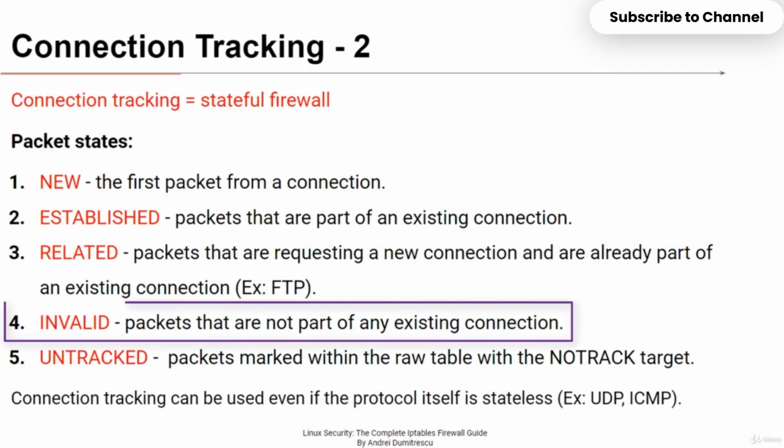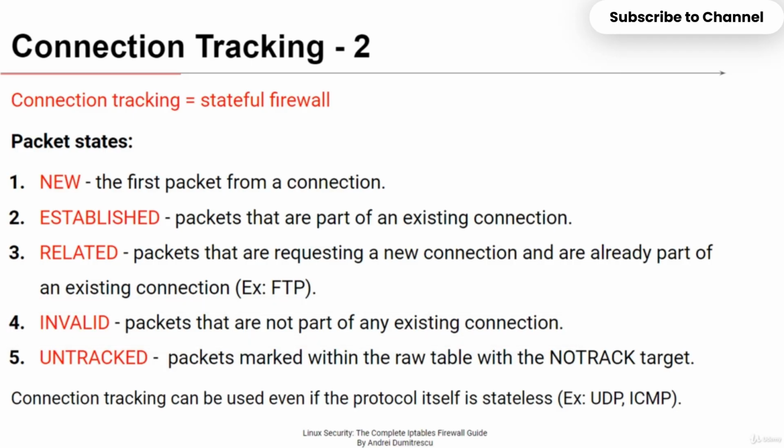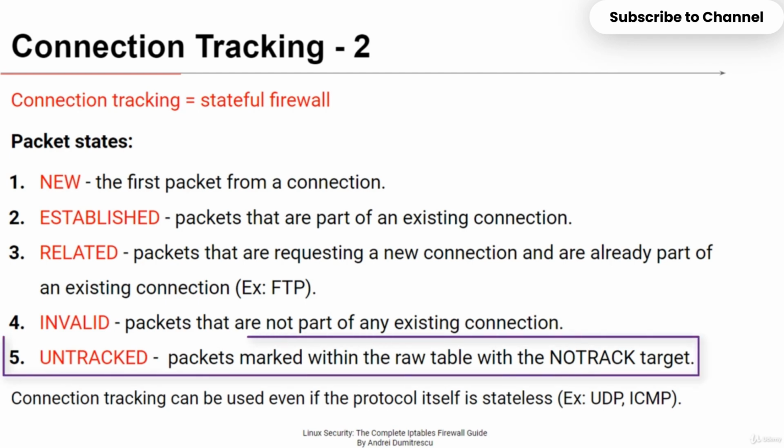An invalid packet is not part of any connection in the connection tracking table. These packets cannot be identified in any state. Generally, it is a good idea to drop everything in this state. And the last state is called untracked and it's not so often used. Briefly, if a packet is marked within the raw table with the NOTRACK target, then that packet will show up as untracked in the state machine.